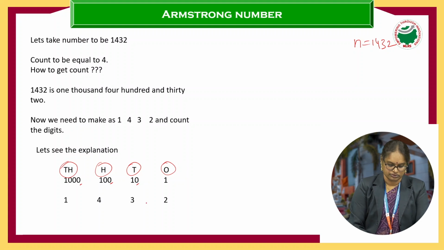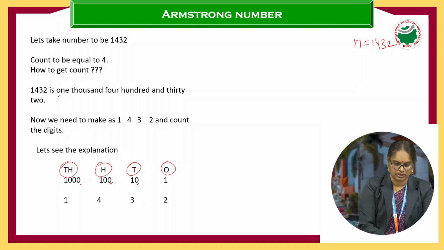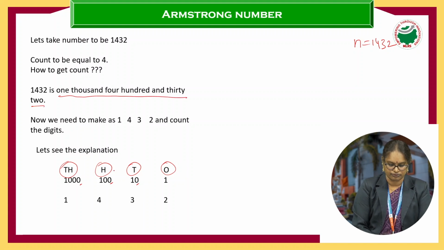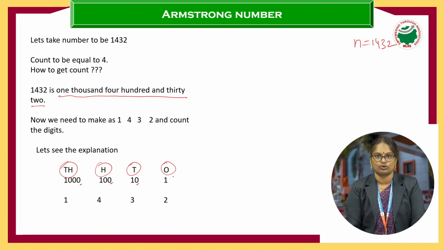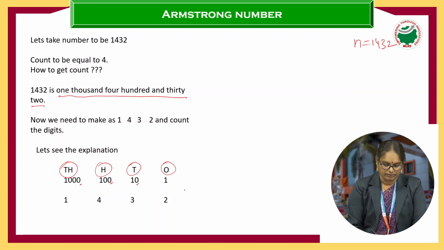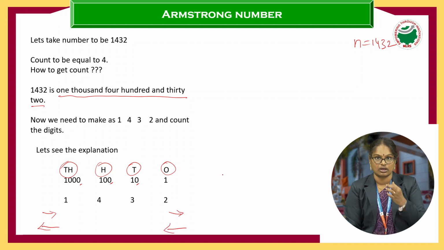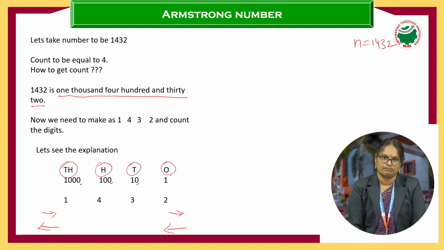Okay, 1432. As we have read it as 1432, this is 1432. I hope you understood this. Now, when I have to count the digits, I will be counting from the zeroth place. The system always needs to count not from this hand to this hand, it will be counting from this hand to this hand. That is because the zeroth place is called an orphan place.